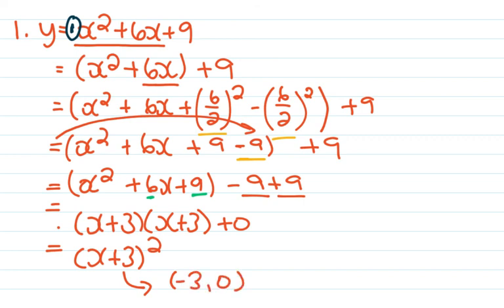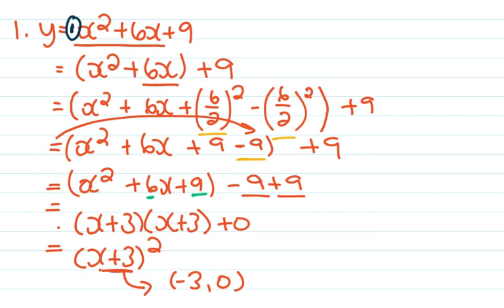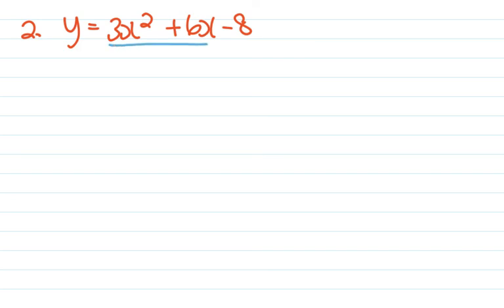And the reason that it's negative is because vertex form, if we go back over here, vertex form is always x minus h. So now when I have x plus 3, it's always the opposite sign inside the bracket, negative 3, and the c value is 0, so that means it's negative 3 comma 0. All right, number 2. Y equals 3x squared plus 6x minus 8. So I'm going to start by looking at the first two terms and taking out the a value.